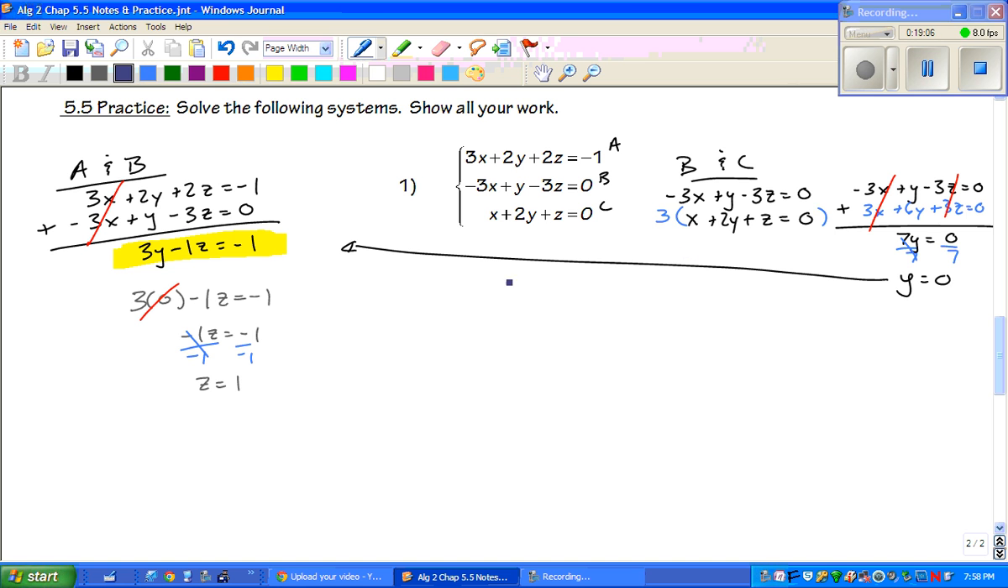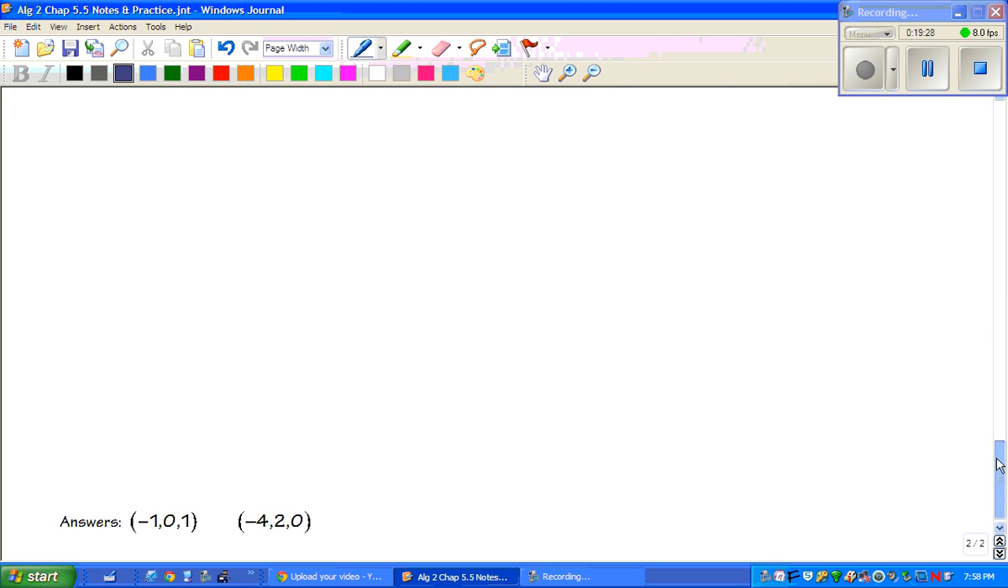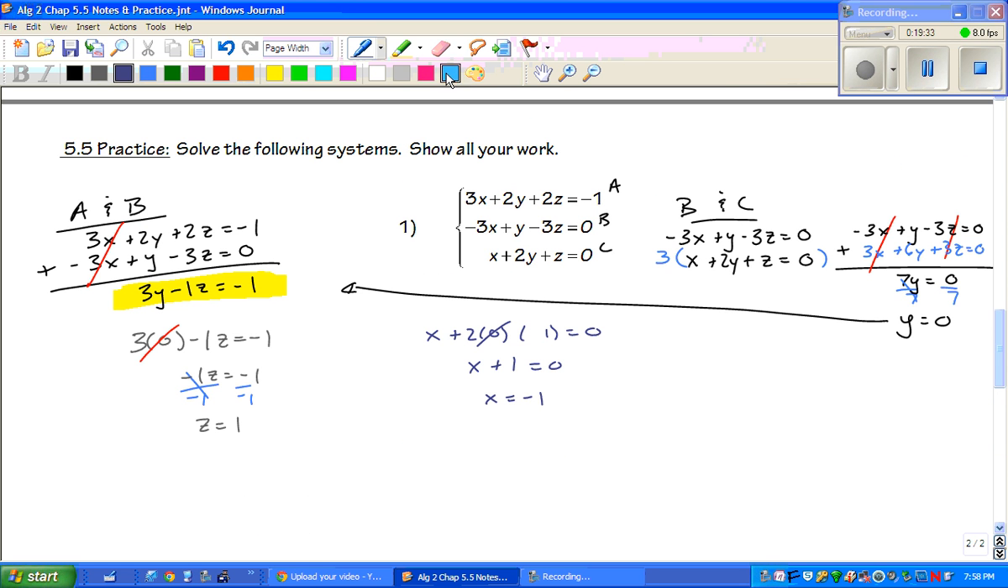So now we've already got two of the variables, which is great, because now all we do is plug it in. So I'm actually going to plug into C, because I think C is the easiest. x plus 2 times 0, minus, or not negative 1, you get 1z equals 0. So x plus 1 equals 0, x equals negative 1. And if you look all the way at the bottom, that's our first one, negative 1, 0, and 1. So we did everything right. So negative 1, 0, 1.